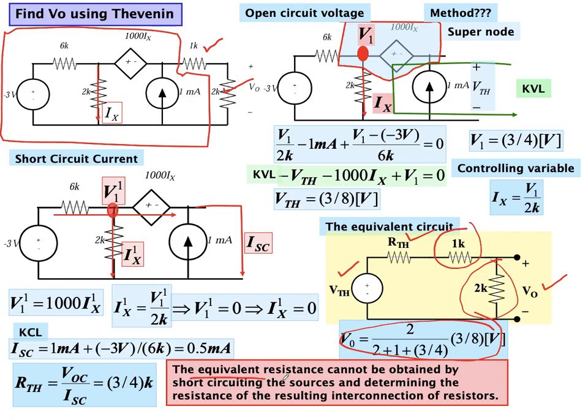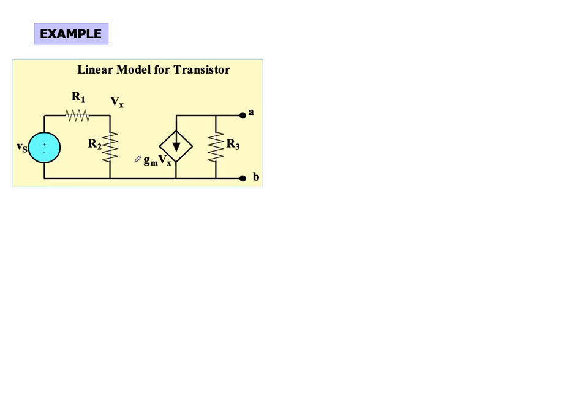So again, the equivalent resistance cannot be obtained by shorting all the sources and determining the equivalent resistance, because we have both a dependent source and an independent current source as part of the circuit. So this is an important point to remember.